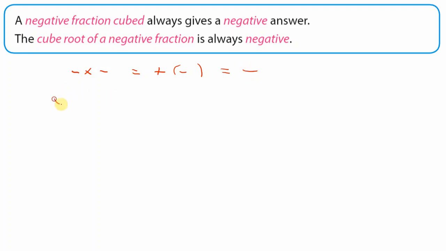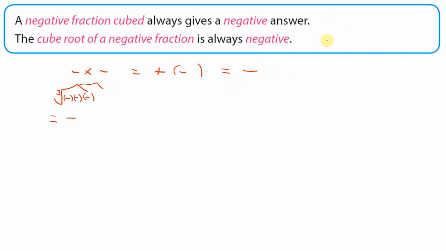The same will happen for a cube root. So now we need to find 3 pairs that are the same. So if we have 3 negatives, 3 pairs, exactly the same negative pairs for a cube root, we know the answer will be one of those pairs, which will be negative whatever its value is. So therefore, the cube root of a negative fraction is always negative.